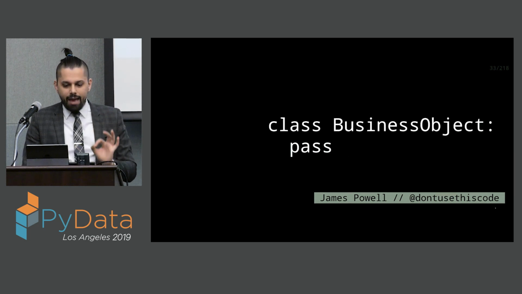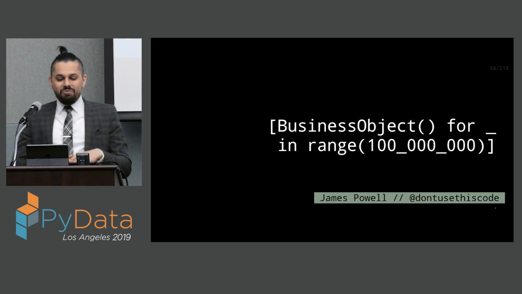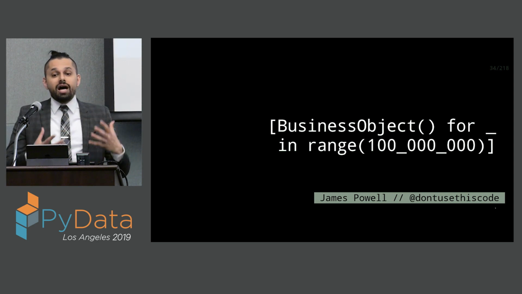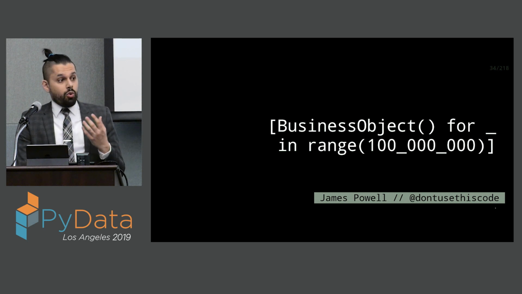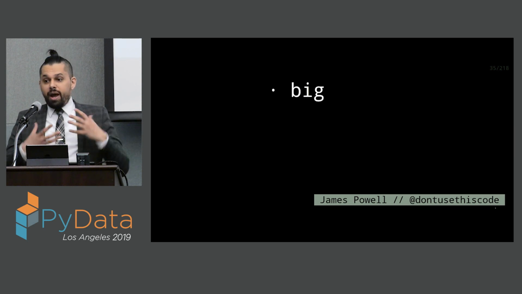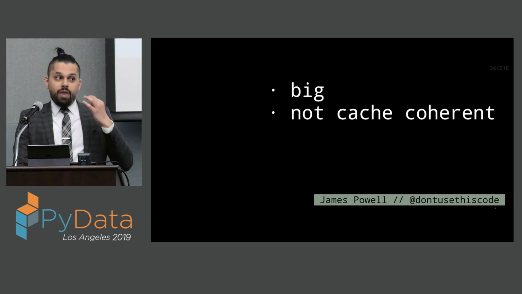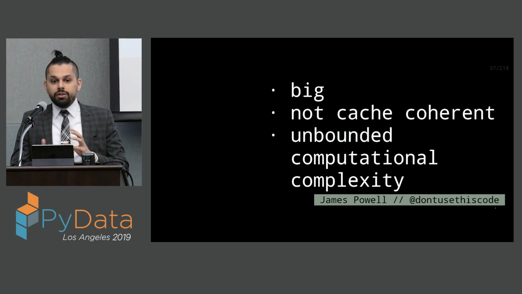And I'll make this a little bit less abstract for you. So maybe some business object. That was a joke. And you might have lots of these. And when you have lots of these floating around in your system, you start to see serious performance problems. And these are a consequence of Python objects being too big, not being cache coherent, and having unbounded computational complexity.